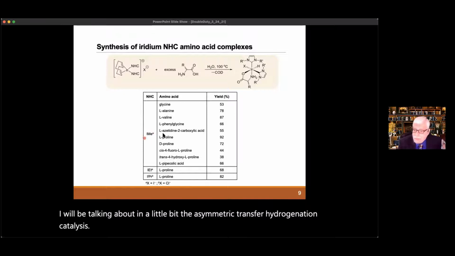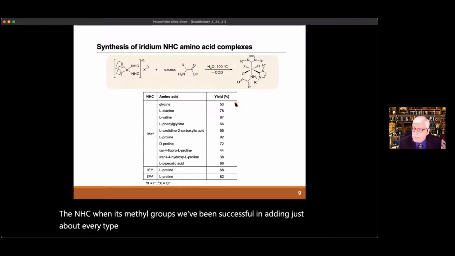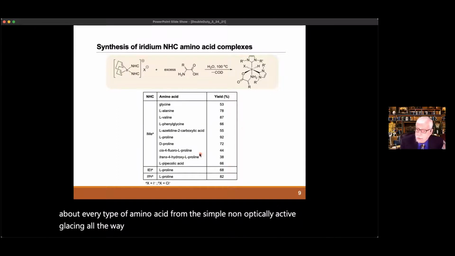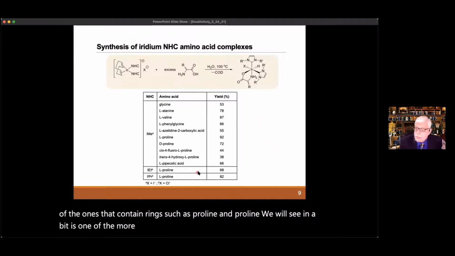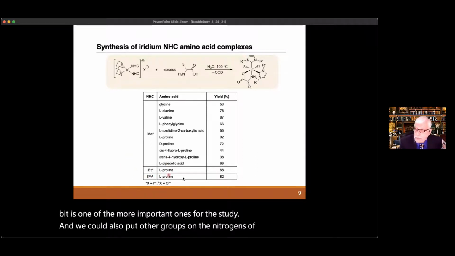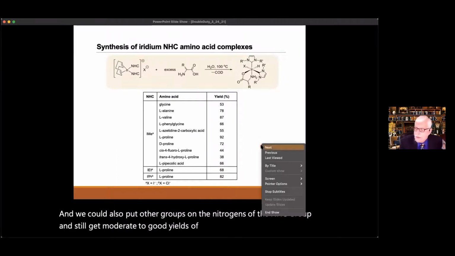With the NHC, when it's methyl groups, we've been successful in adding just about every type of amino acid, from the simple non-optically active glycine all the way through some more substituted ones, including some of the ones that contain rings, such as proline. And proline, we will see in a bit, is one of the more important ones for the study. And we could also put other groups on the nitrogens of the NHC group and still get moderate to good yields of our amino acid compounds.